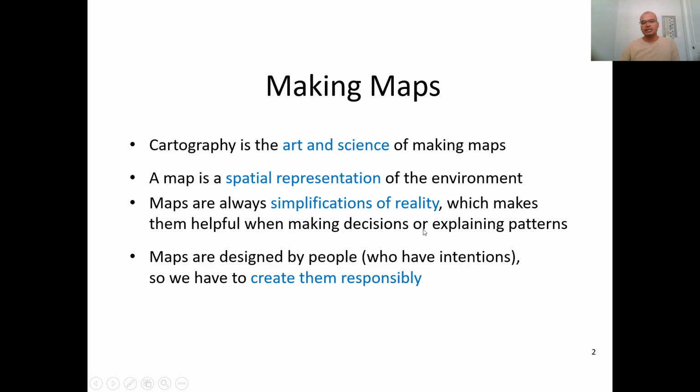Maps are designed by people who have some intentions and who want to communicate about a spatial environment, so they will create maps responsibly using principles. Such principles we will discuss today.